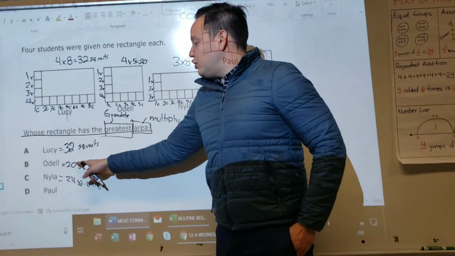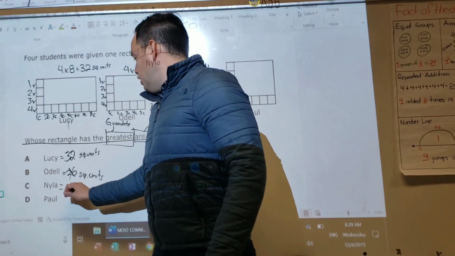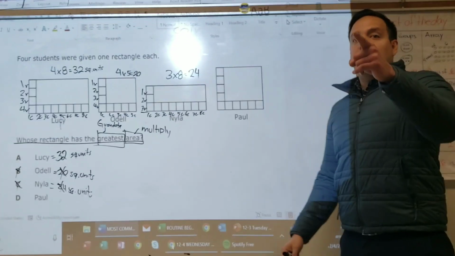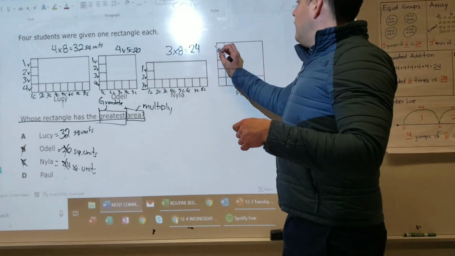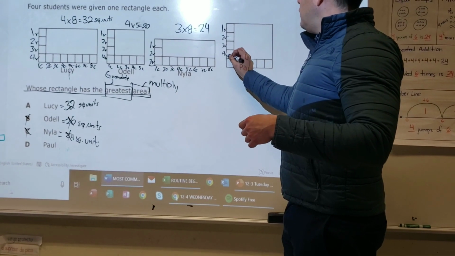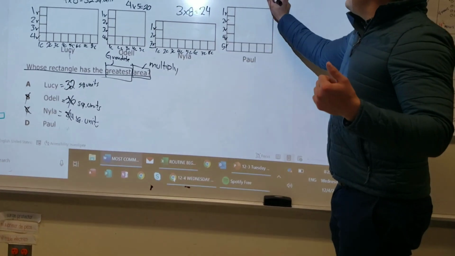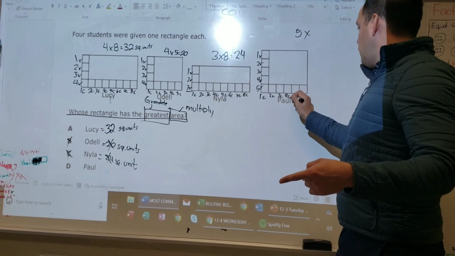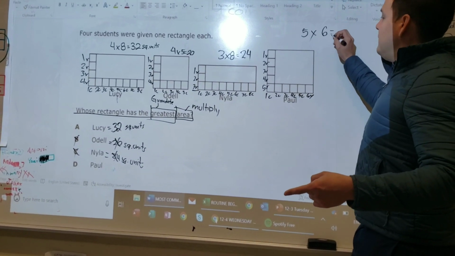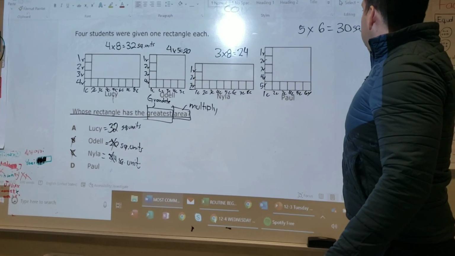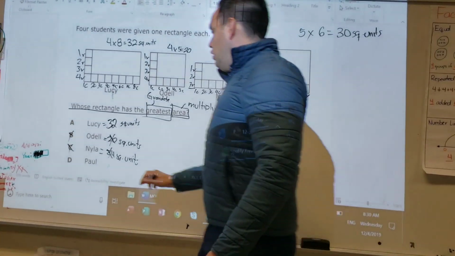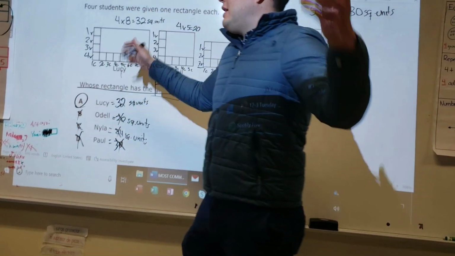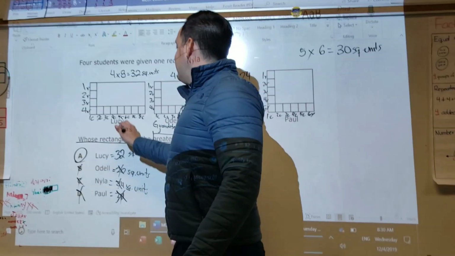Vamos a ver quién va ganando. 32, 20 or 24. 32, ¿verdad? Ese ya sabemos que no son. Pero let's look at Paul. Paul, how many rows, Anthony? 1 row, 2 rows, 3 rows, 4 rows, 5 rows. Muy bien, 5 rows. So it's 5 times 6. 1 column, 2 columns, 3 columns, 4 columns, 5 columns, 6 columns. Okay? 5 times 6 is 30 square units. ¿Quién gana? Paul o Lucy? Lucy, porque tiene 32. Entonces, what's the greatest? El más grandote. Lucy. Lucy gana.